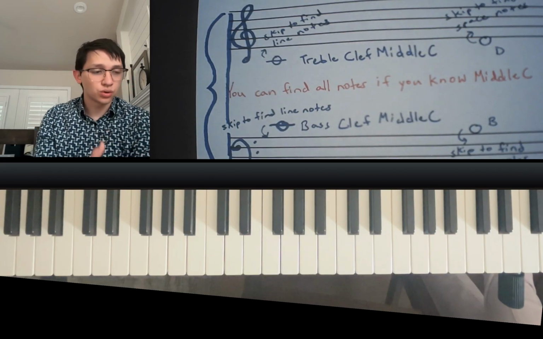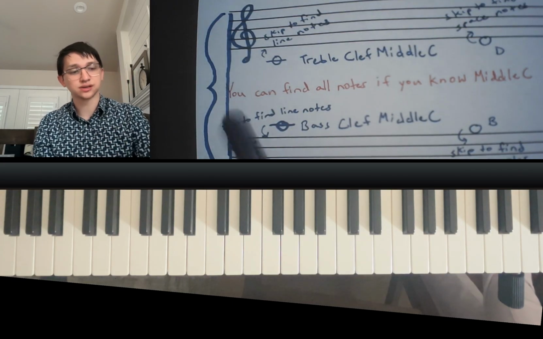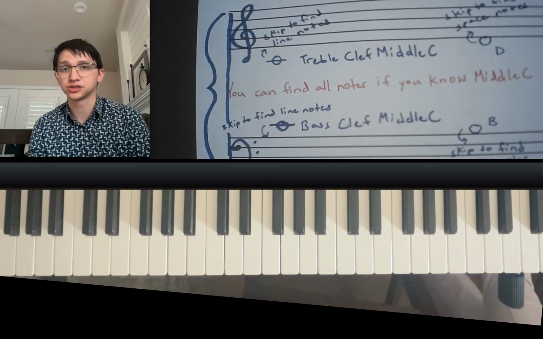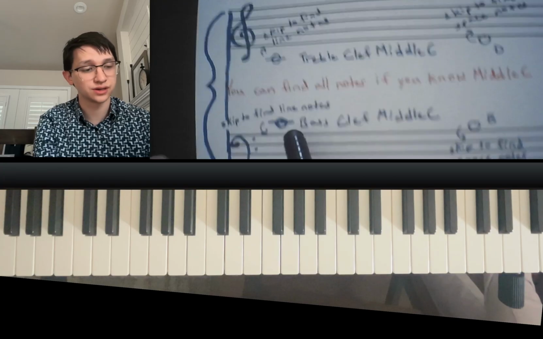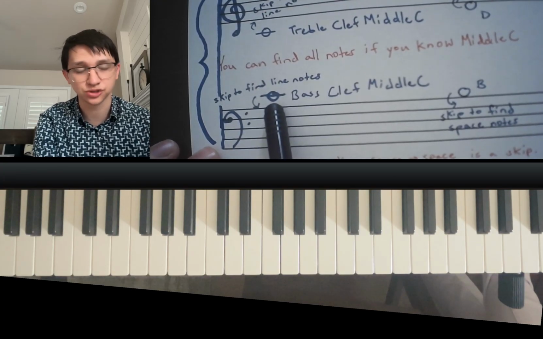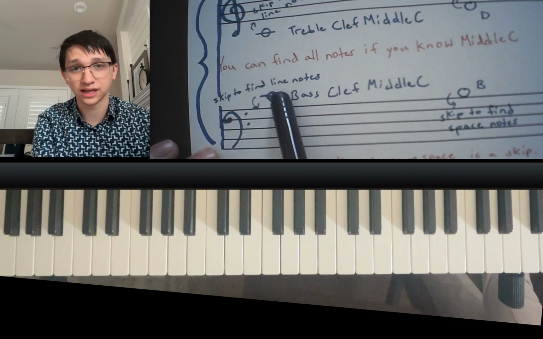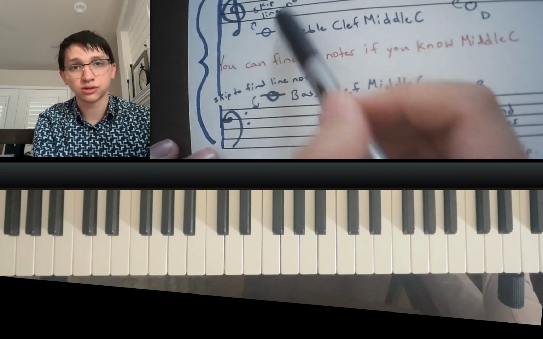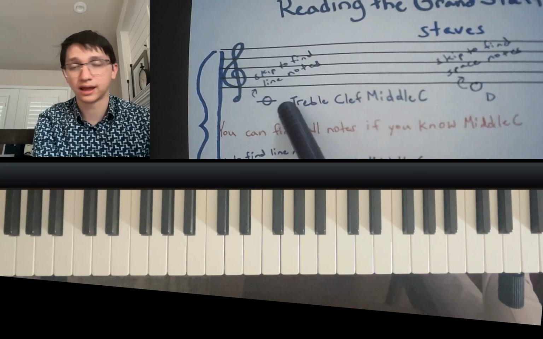Now, of course, what a clef shows us, like the treble clef and the bass clef, is where middle C is. So middle C for the bass clef is on what's called a ledger line. So it's above the staff on a ledger line. And then for the treble clef, it's below the staff on a ledger line as well.